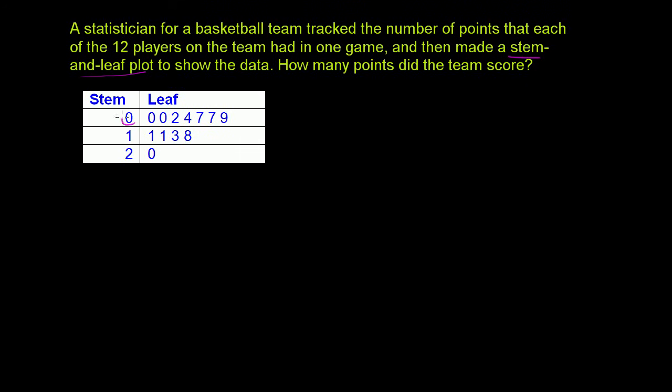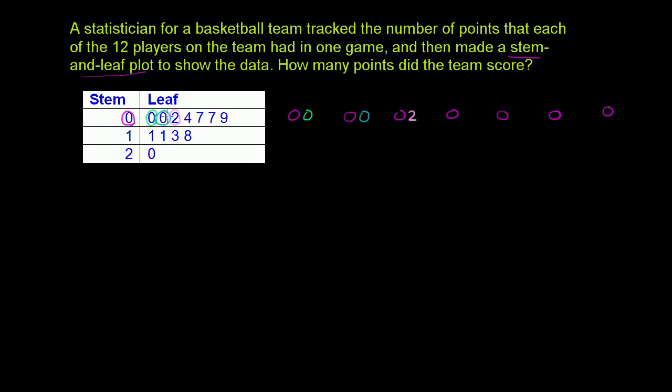I'm going to write the zeros in purple. There are 1, 2, 3, 4, 5, 6, 7 players who had 0 as the first digit. I wrote 7 zeros. This player also had a 0 in his ones digit, and this player also had a 0 in his ones digit. This player right here had a 2 in his ones digit, so he scored a total of 2 points.